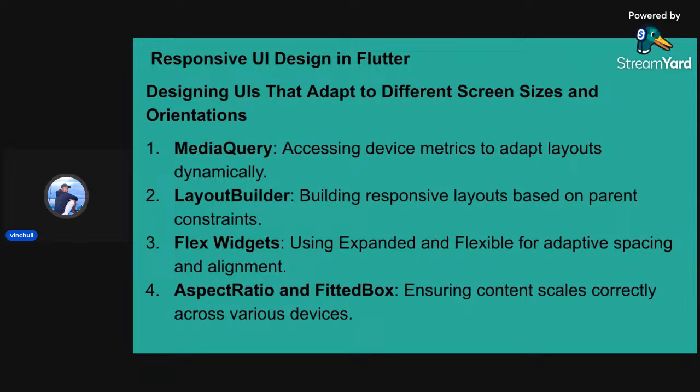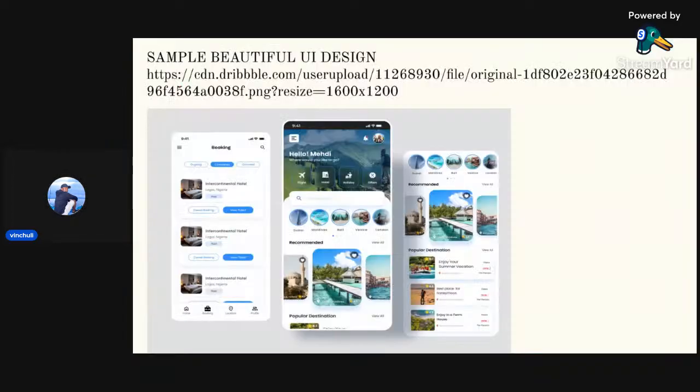Same as aspect ratio and fitted box, they ensure that content scales correctly across the various devices. That's where you can see when you're viewing a picture on a small device and you move the same picture to a bigger device, the image adjusts according to the various screens. That is by the use of the aspect ratio and the fitted box.